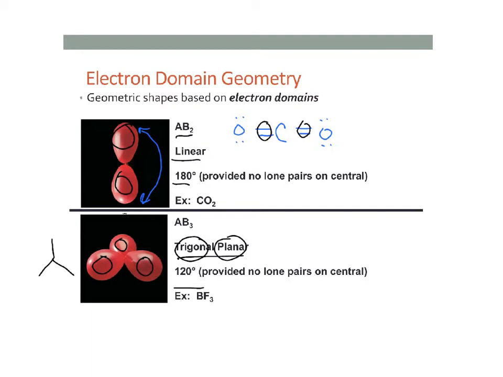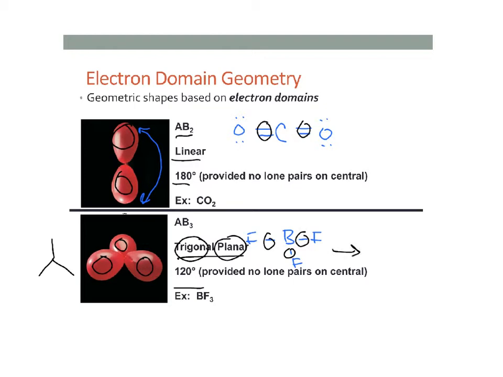An example of this is BF3. If we were to draw the Lewis dot diagram for BF3, it might look something like this. I'm not going to draw the lone pairs on fluorine, but there are lone pairs. Notice boron does not have any lone pairs. Boron is one of those exceptions that's happy with 6 valence electrons. And so when you look at how many electron domains are on boron, we have 1, 2, 3.